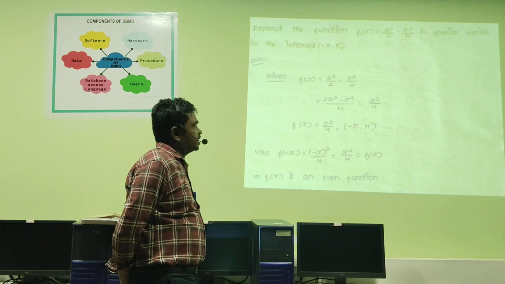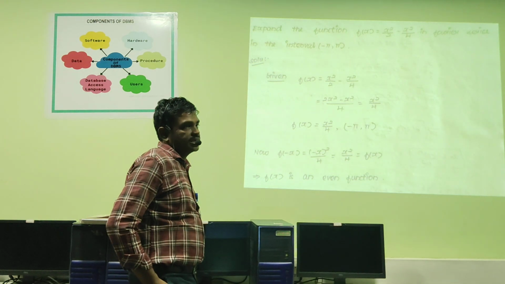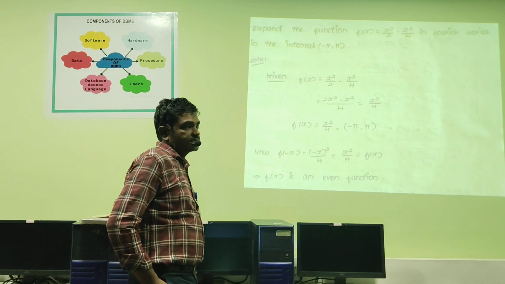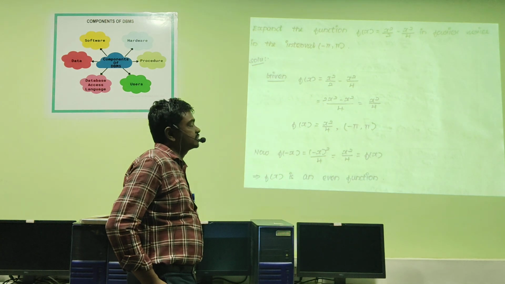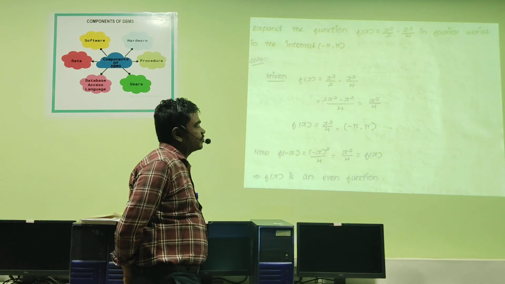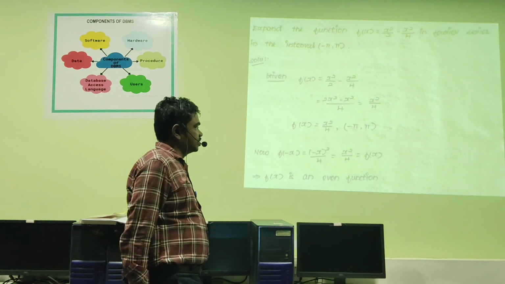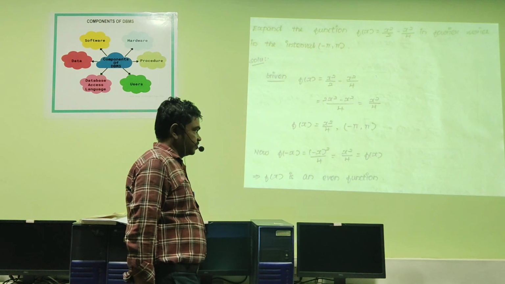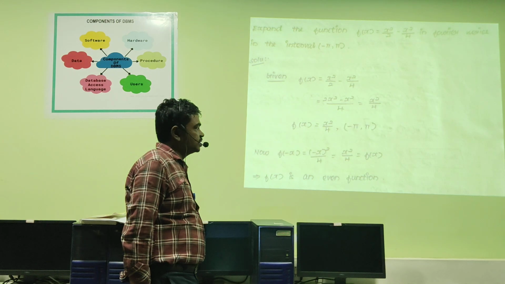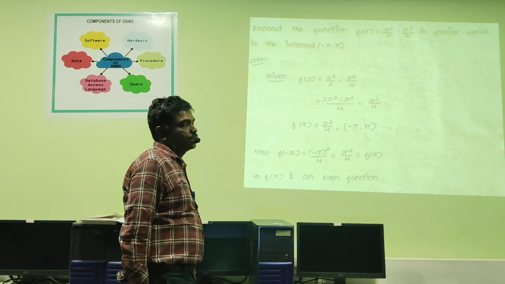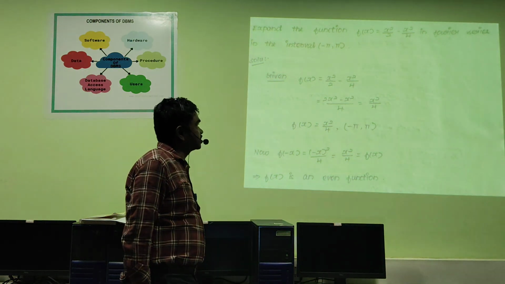Now f of minus x, because the interval is minus pi comma pi, we can check whether it is even, odd, or neither even nor odd. So I will check. F of minus x, that means replacing x by minus x in f of x equal to x square by 4. Therefore f of minus x equal to minus x whole square by 4 equal to x square by 4, that is f of x. So f of minus x equal to f of x. So the function f of x is an even function.